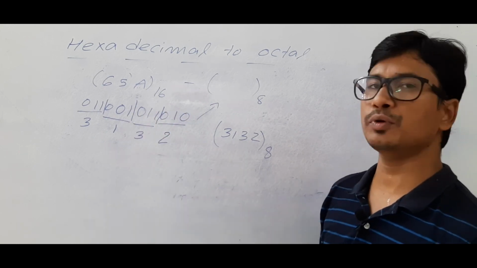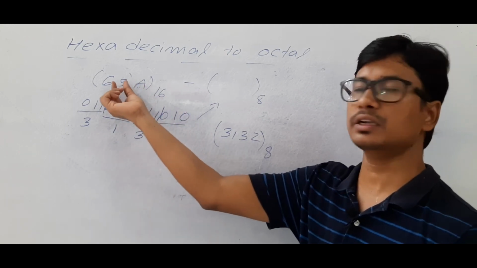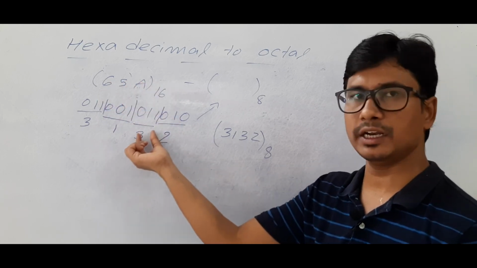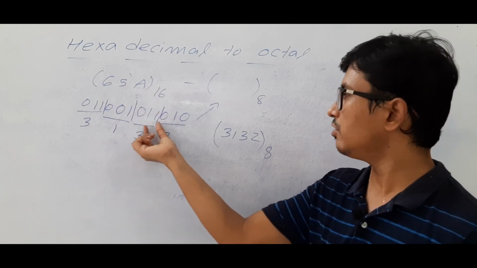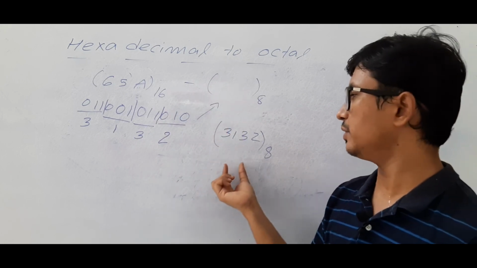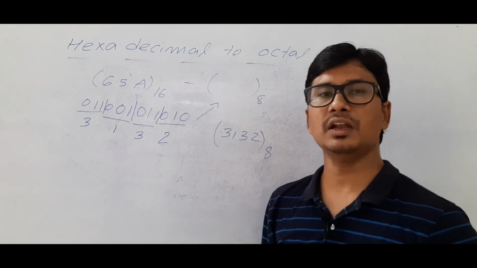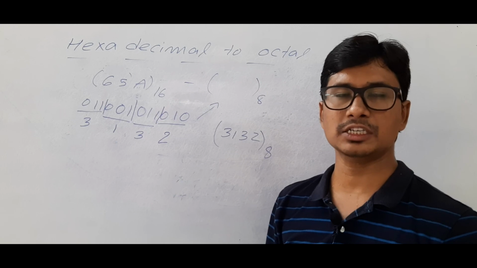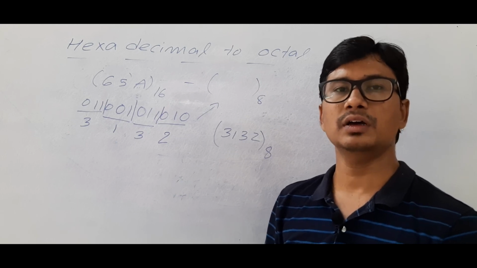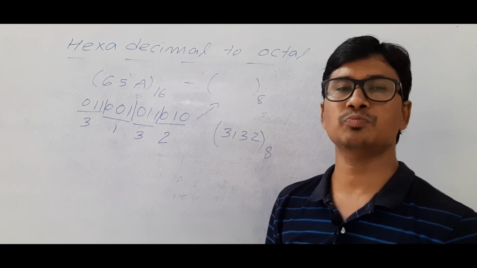Okay, so I hope you have understood how I converted this 65A to a binary number with 4 bits assigned, then from this binary number, how I converted it into an octal number. If you still have any doubts, feel free to ask me. I will clear your doubts in the comment section as early as possible.